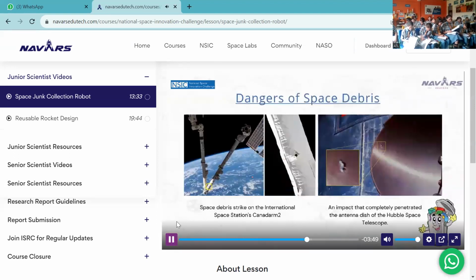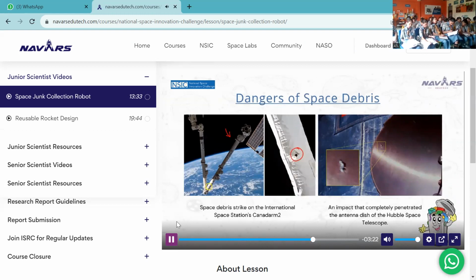Space junk poses a risk to operational satellites, the International Space Station, and future space missions. Collisions with small debris can cause severe damage due to the high speeds at which the objects orbit the Earth. In this picture, you can see this is Canada. Here, can you see a tiny hole? This is actually due to the collision of space debris. So that made an impact hole in Canada.